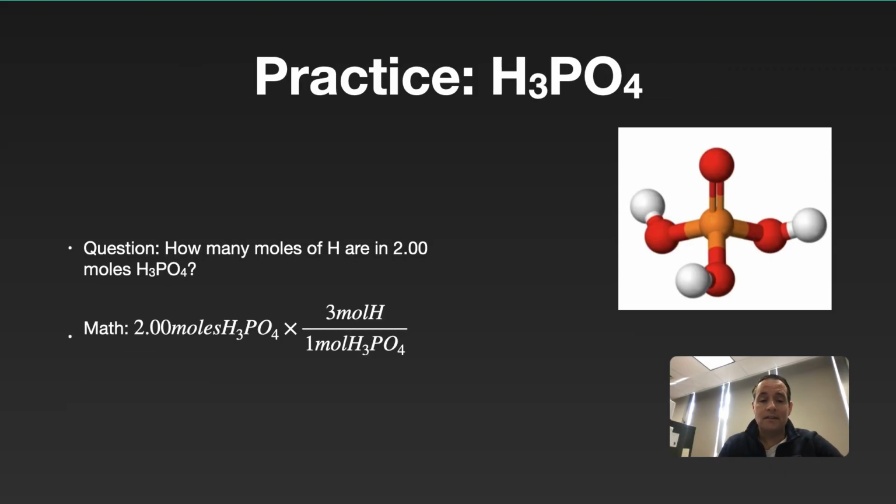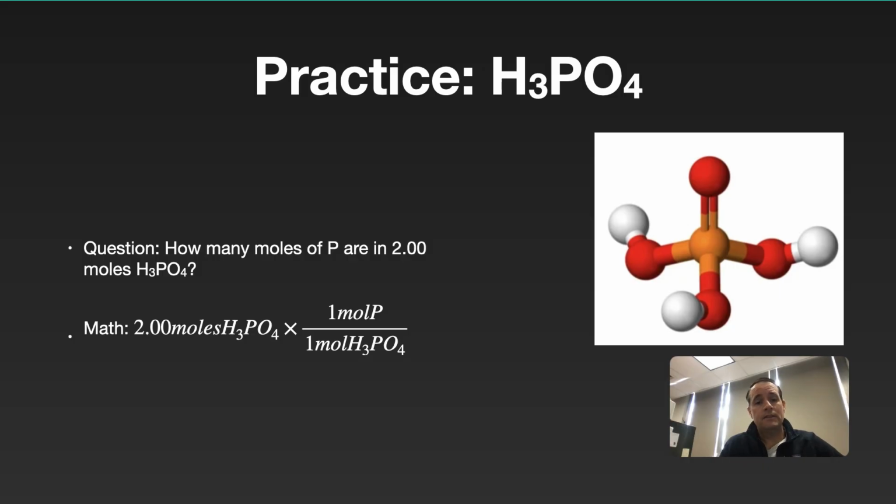Now let's try a test question. If we have 2.00 moles of this substance, how many moles of hydrogen do we have? I included a molecule here, but we don't really need to look at that. We have the formula H3PO4. We're interested in the hydrogen. Since the subscript for H is 3, we simply multiply our 2.00 moles of the compound by 3 to get 6.00 moles of hydrogen. We ignore the 4 because that's for oxygen, not hydrogen.